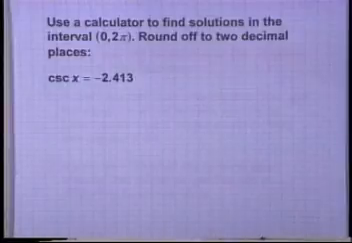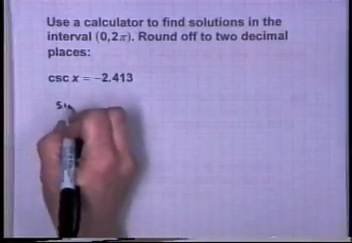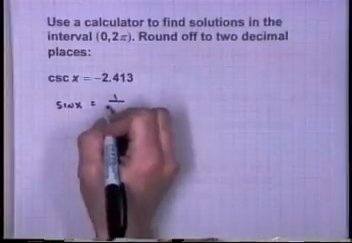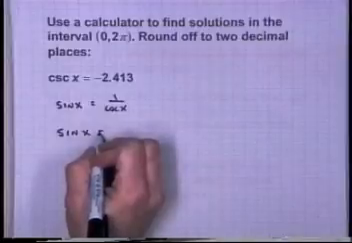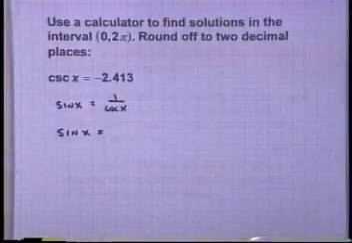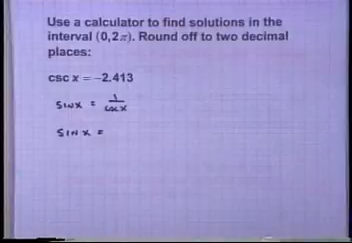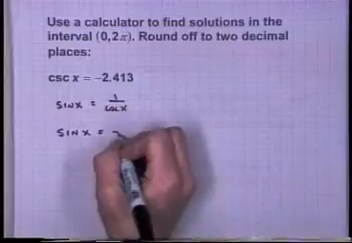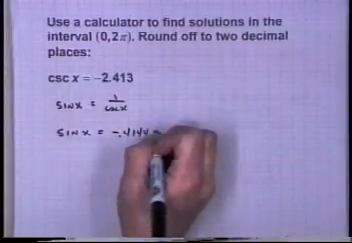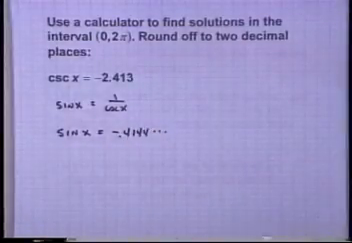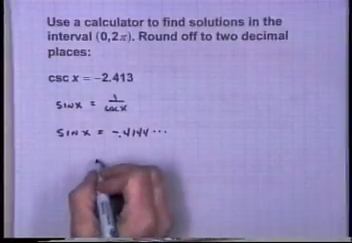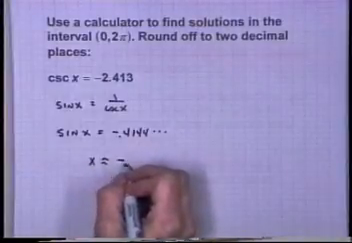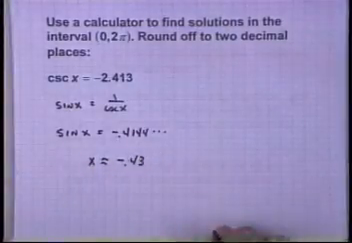Now, you should already be thinking what we're going to do. The sine of x is 1 over the cosecant of x. So we're going again to use our 1 over x or our x to the negative 1 key to find the reciprocal of this number. So I have here the sine of x is approximately negative 0.4144, and again it has more decimal places. Now we're going to do that inverse sine, and I'm getting a negative value here on my calculator, negative 0.43 if I round off.